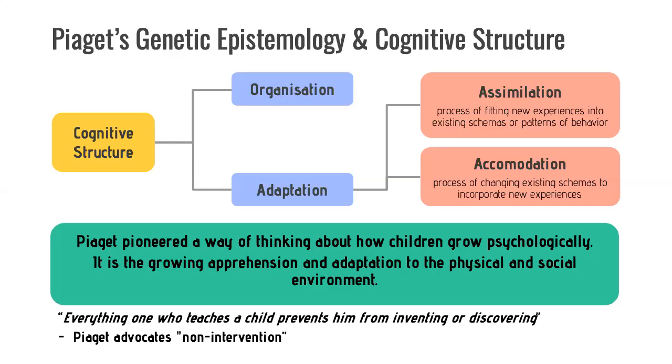Piaget pioneered a way of thinking about how children grow psychologically. It is the growing apprehension and adaptation to the physical and social environment of the child, and the child experiences this cognitive structure as well. Piaget is a proponent of a non-intervention-based learning approach, where he says everything one teaches a child prevents him from inventing or discovering. So he is a proponent of discovery types of learning.